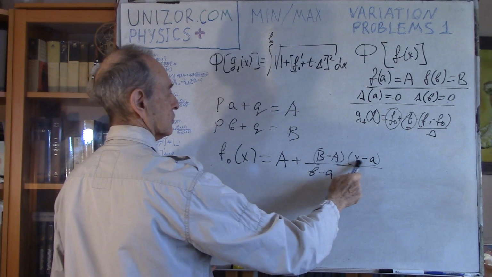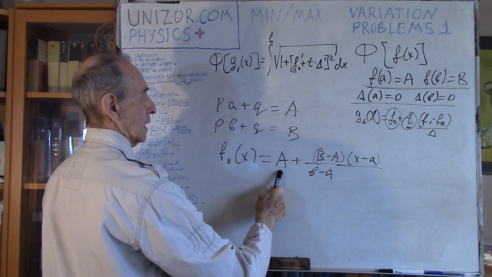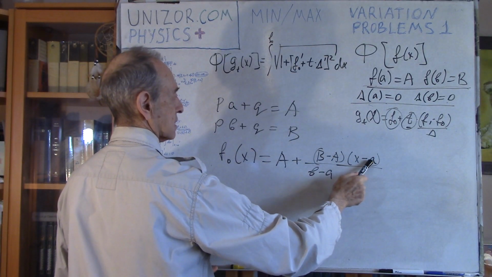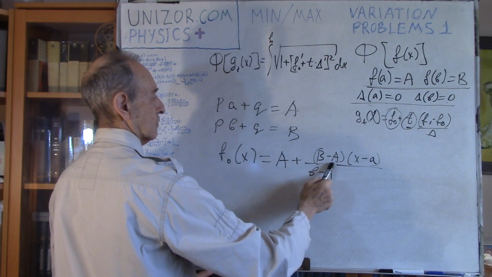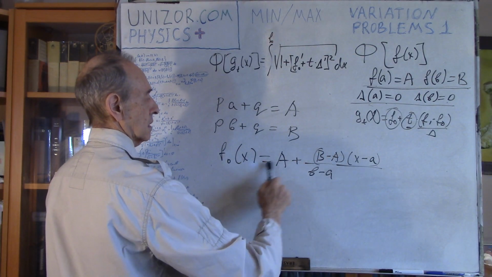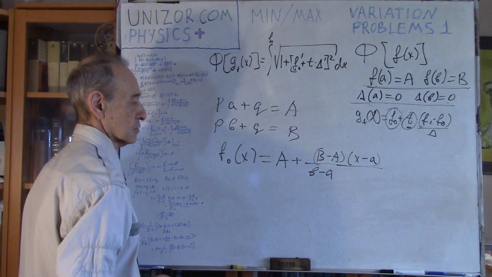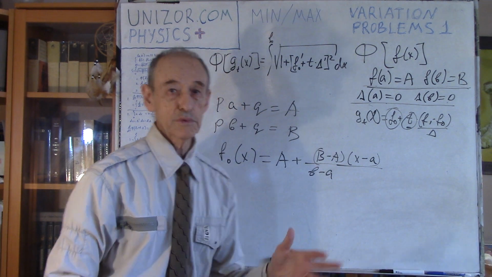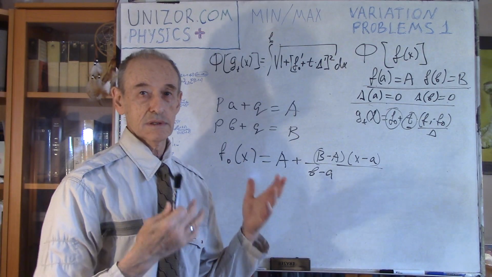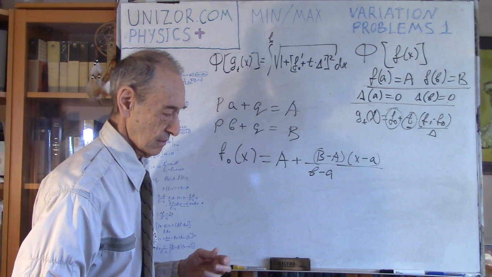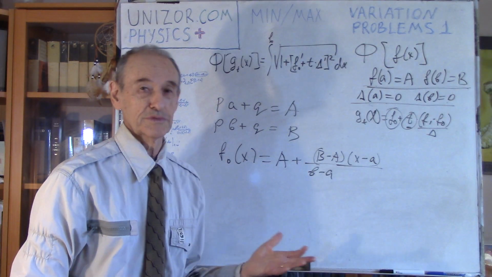If x is equal to lowercase a, the whole thing is 0, so we will have capital A. And if x is equal to b, that would be (b minus a) divided by (b minus a), so I will have only capital B minus A, and A cancels, and I will have only B. So this is the result. We found the function f0 which minimizes the length, and this is a straight line. Basically, it's a proof, if you wish.